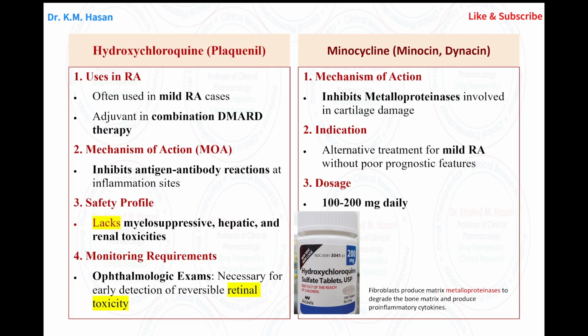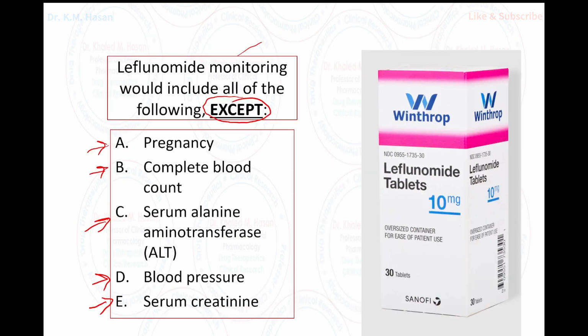Okay, so we discussed two medications. The first medication was methotrexate. The second medication was leflunomide, Arava. And you can see the name for the medication available, 10 milligram tablet Arava.